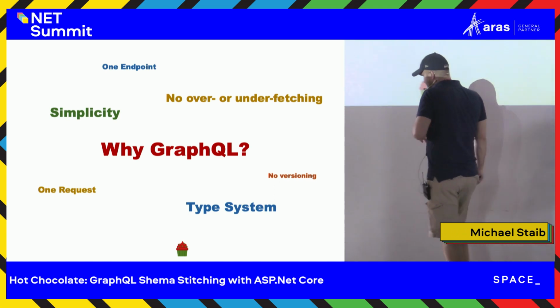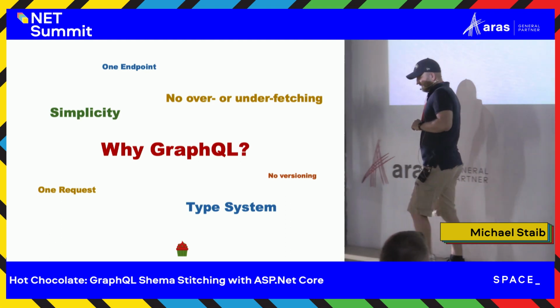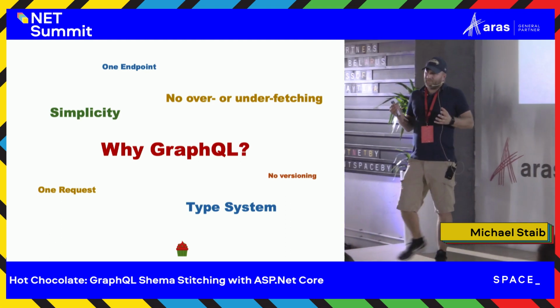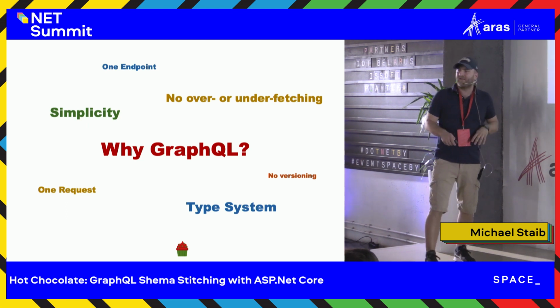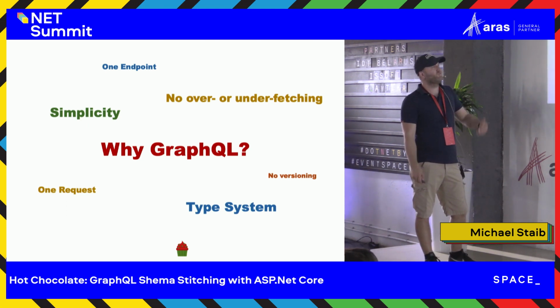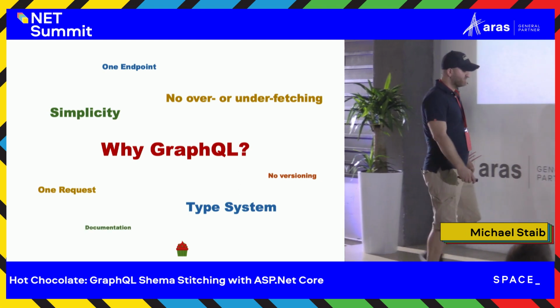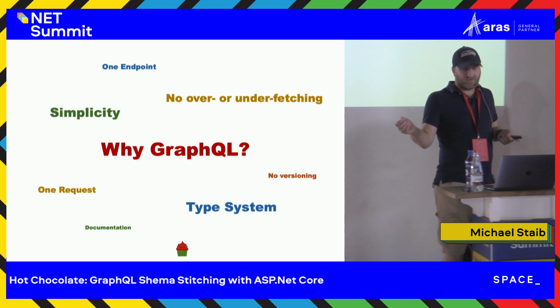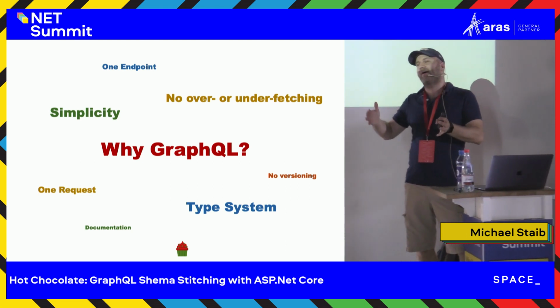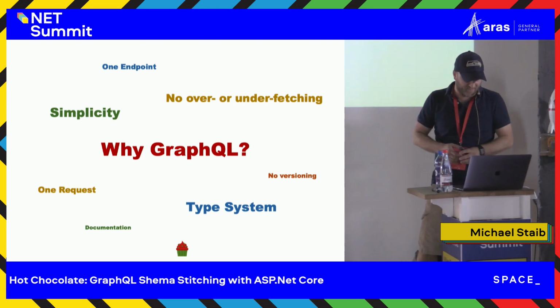And GraphQL does away with versioning. In GraphQL, you have the capability to easily deprecate parts of your API without breaking your consuming applications. Last but not least, documentation is built in. And since it's strongly typed, you also get some kind of documentation just by building the API.